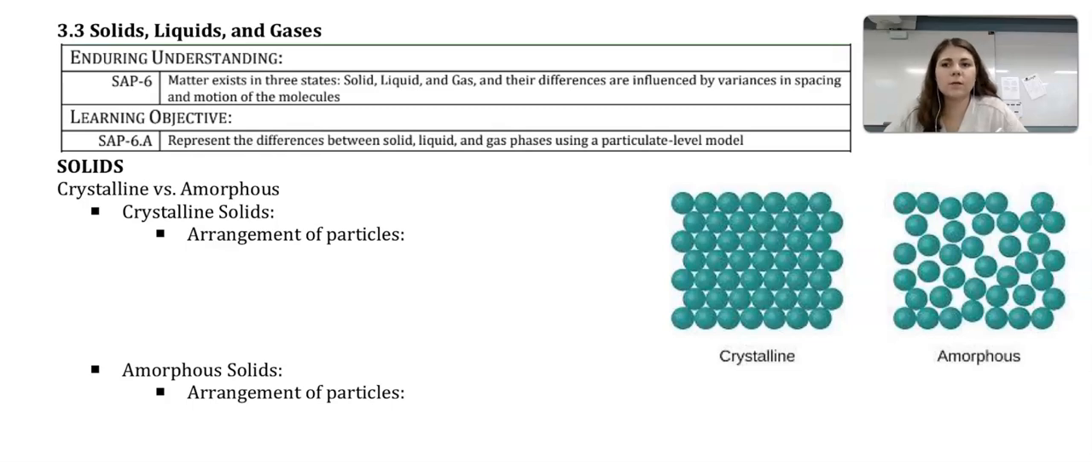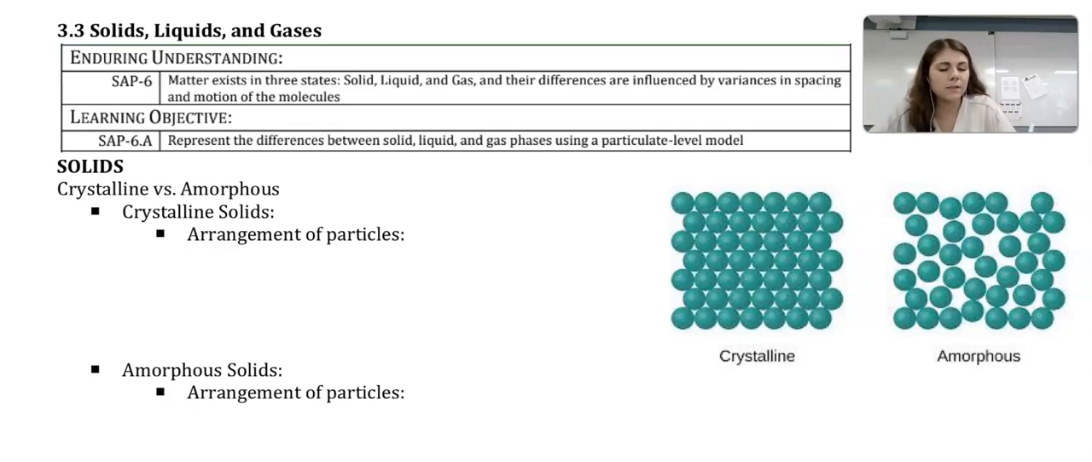In this lesson, we're going to be looking at Objective 3.3, Solids, Liquids, and Gases. The objective states that we should be able to represent the differences between solid, liquid, and gas phases using a particulate level model. So let's just start off with solids. We have two different types of solid structures: a crystalline solid and an amorphous solid.